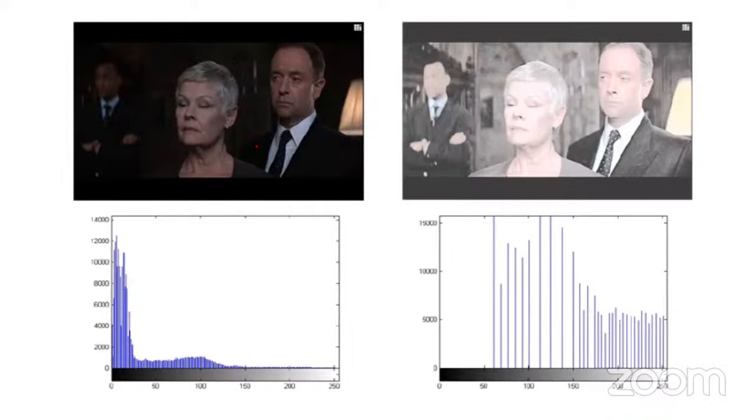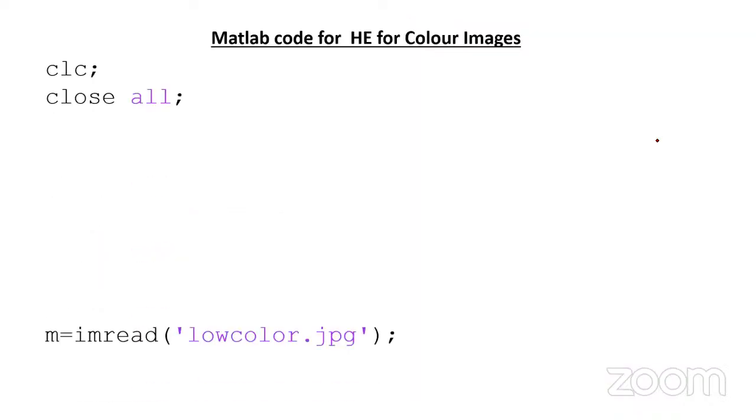What we did yesterday was complete histogram equalization for each channel: red, green, and blue. After that we merge the three channels, and we get the original image with contrast enhancement for RGB or color. This is the input image and this is the output image for color histogram equalization. And we also discussed the MATLAB code.